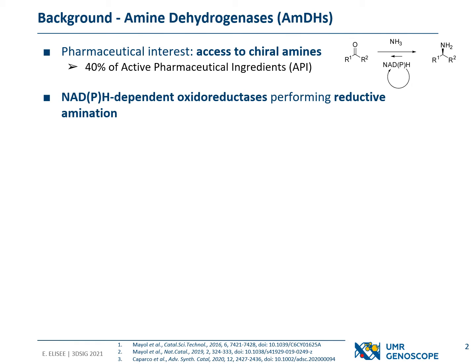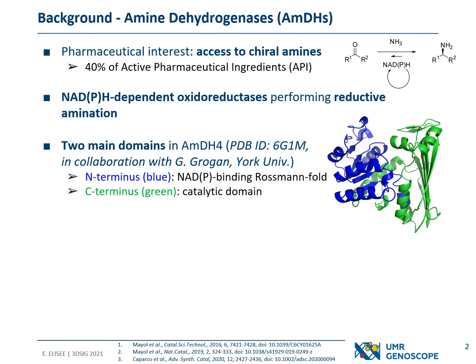AmDH are NADPH-dependent oxidoreductases which perform the reductive amination of ketone into chiral amines, using ammonia and a nicotinamide cofactor as a hydride donor. On the MsmeAmDH4 crystallographic structure on the right, we can see two domains, the N-terminus NADP binding Rossmann fold in blue and the C-terminus catalytic domain in green.